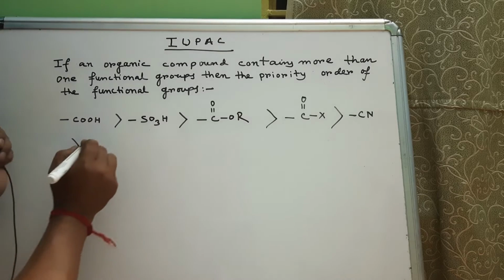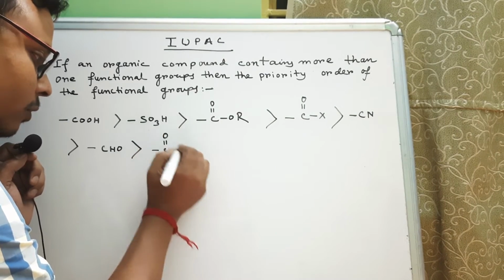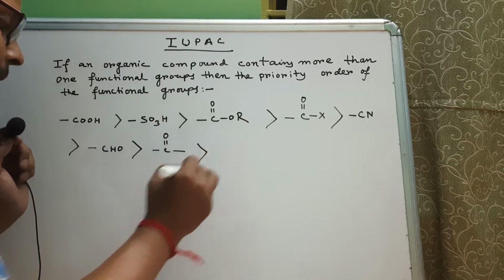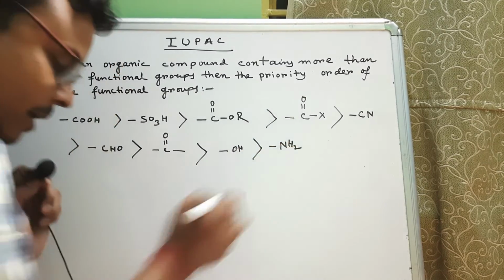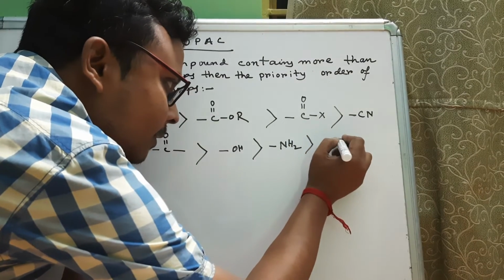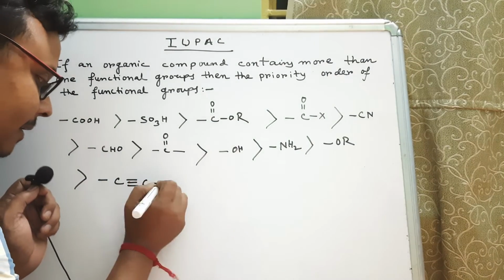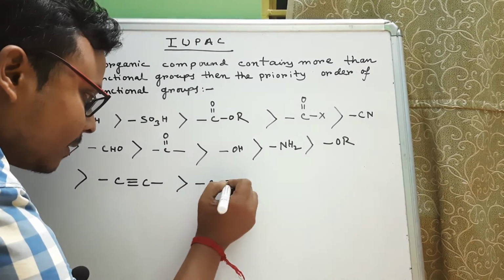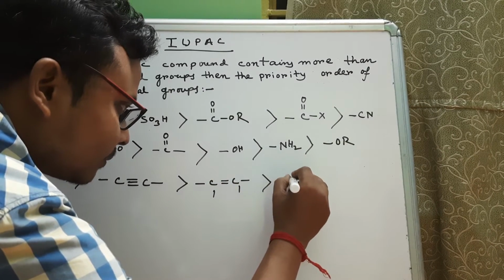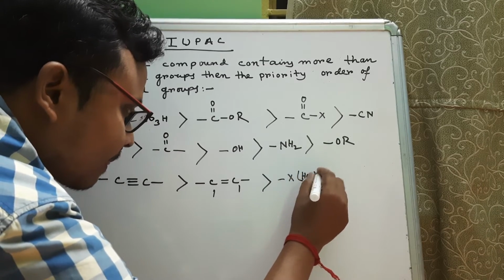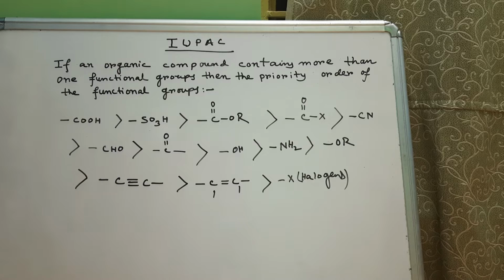Then CHO, aldehyde. Then C double bond O, ketone. Then OH, hydroxyl. Then NH2, amine. Then OR, ether, alkoxy. Then C triple bond C, that is alkyne. Next C double bond C, that is alkene. And last, halogen X. This is the priority order of the functional groups.